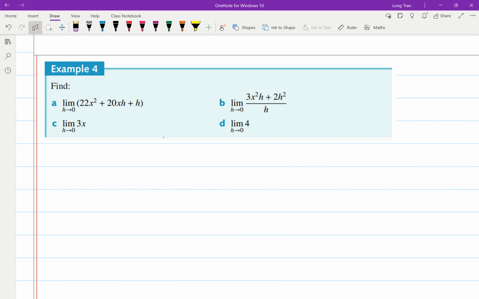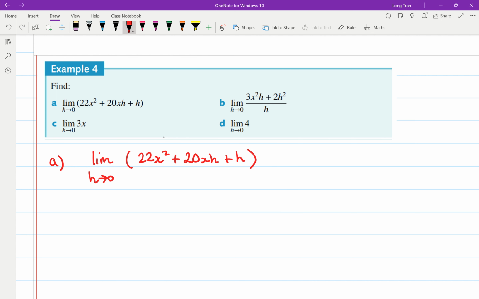Let's do this together. The first question in 17F and 17A, I just want you to work with understanding how to use limits in your notation. Let's have a look at example A. You've got the limit as h approaches 0, and notice I'm using the brackets here, so we're saying the limit of 22x squared plus 20x times h plus h.